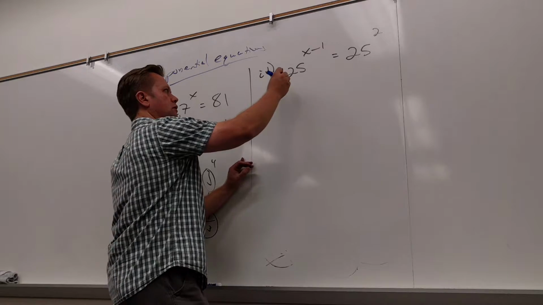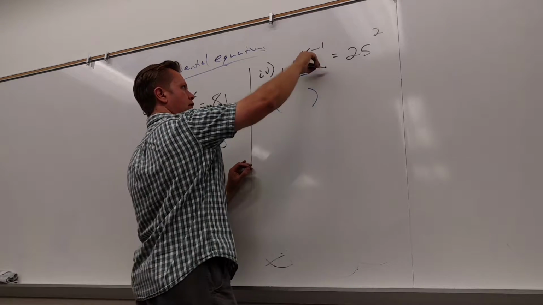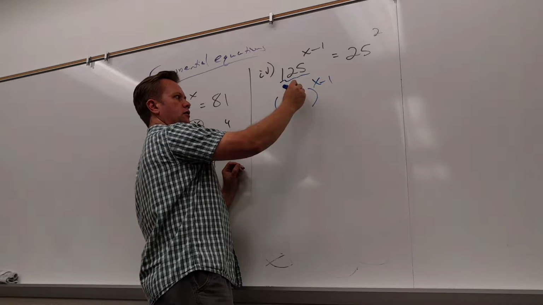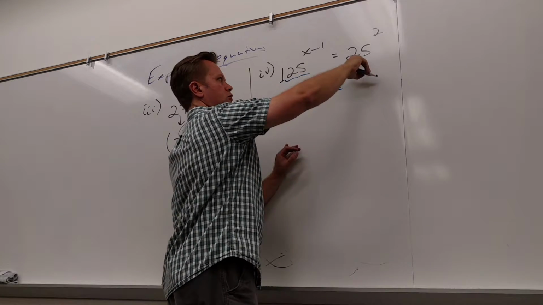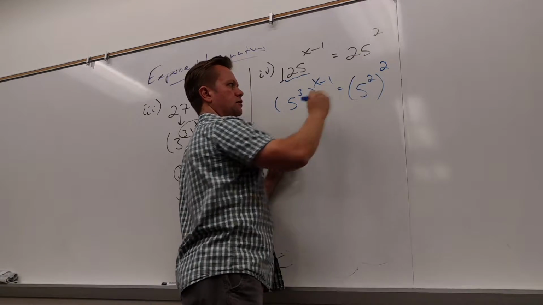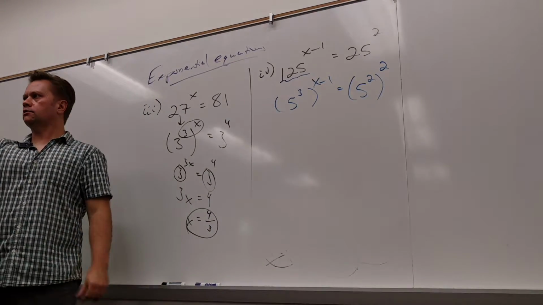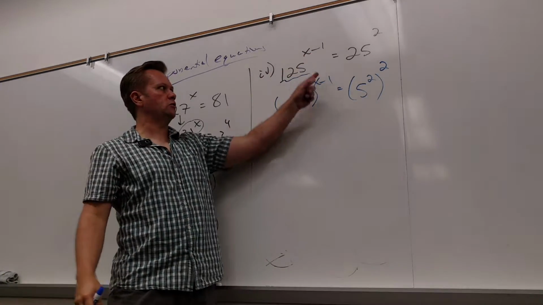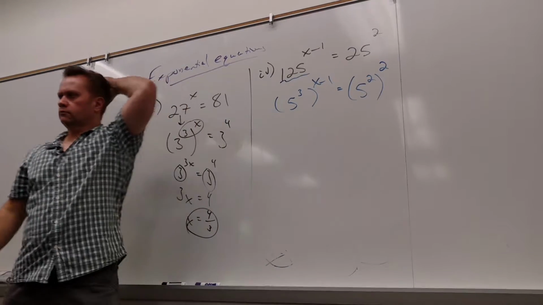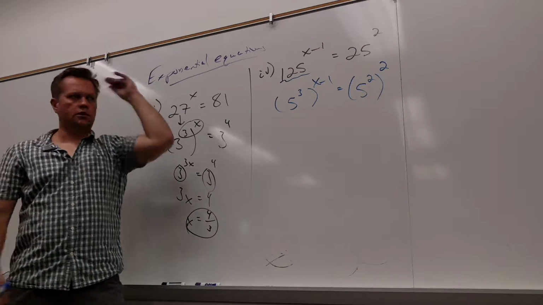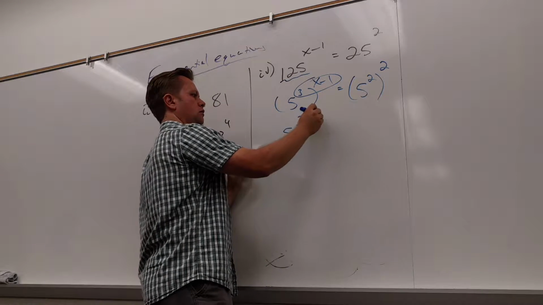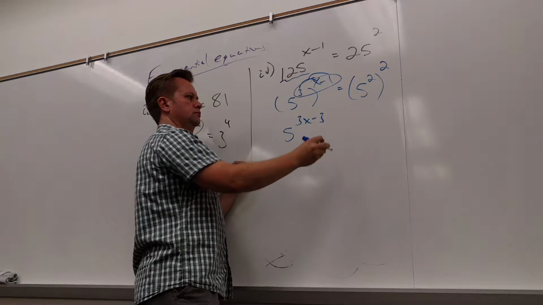All right, let me catch up to you guys. I'm going to rewrite 125. I'm going to have an x minus 1 just sitting out here. So 125 is 5 to the 3rd. I'm going to have a 2 sitting out there. 25 is 5 to the 2nd. So all I did is rewrote 125. There's still an x minus 1 on it. I rewrote 25. There's still a 2 on it. And now I can simply, what do I do here? Good. Minus 3.